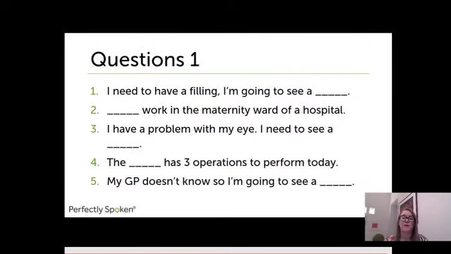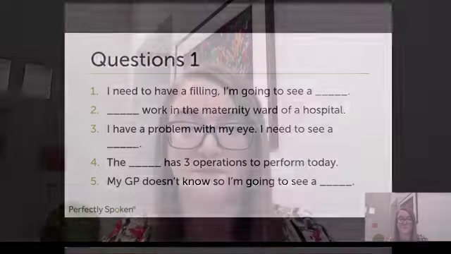Number 1, I need to have a filling. I'm going to see a. Number 2, I work in the maternity ward of a hospital. Number 3, I have a problem with my eye. I need to see a. Number 4, he has 3 operations to perform today. And number 5, my GP doesn't know, so I'm going to see a. So pause the video and see if you can complete these 5 sentences.